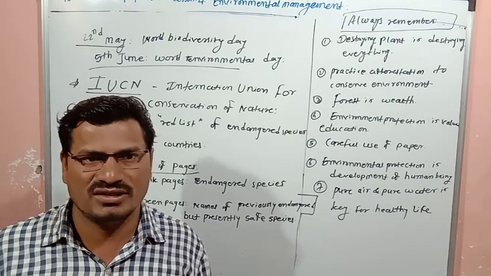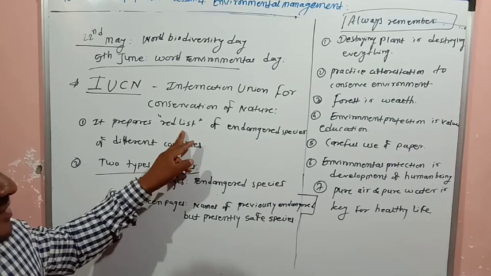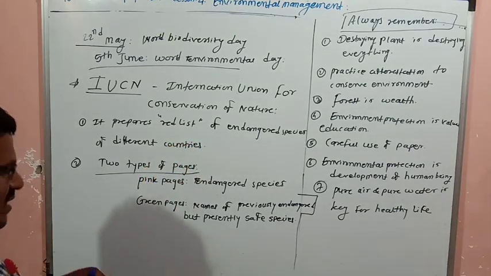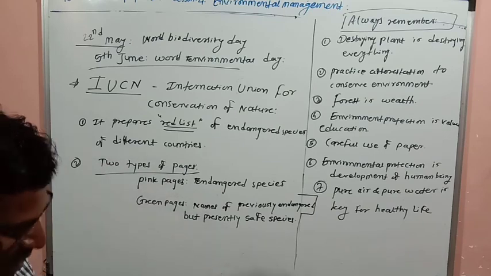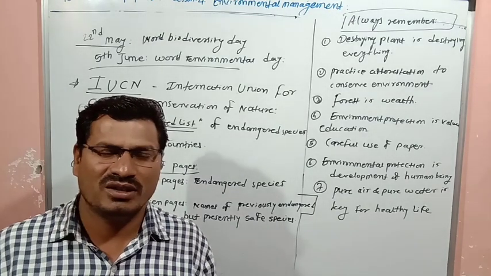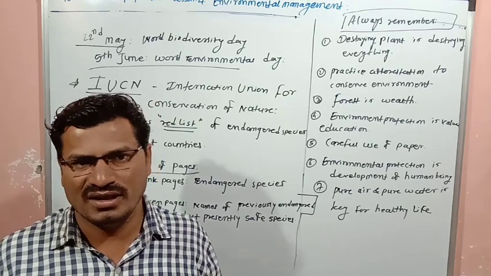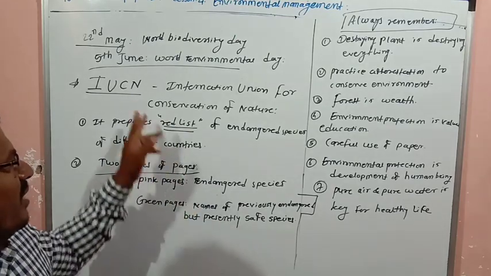In 8th standard we have studied the Red Data Book. So it prepares the Red List, or you can also say Red Data Book, of the endangered species of different countries. In different countries, different endangered species are there, and their Red List is prepared by IUCN.